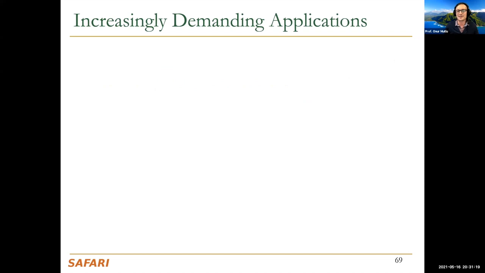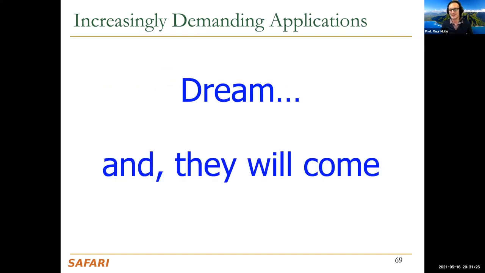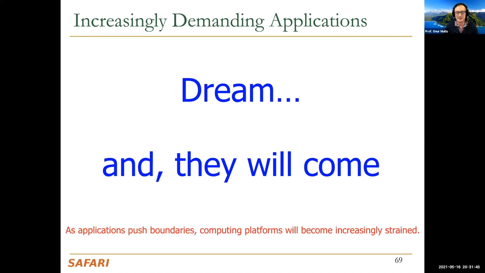But I think one thing we should not forget is applications will always be increasingly demanding. As people dream, applications will come. And we've always considered this. In the 1980s, some folks said, we're not going to have better applications that need higher performance, so why should we design better processors? Clearly, we've come a long way, 40 years, and the computing power has become amazingly larger compared to the 1980s. So as applications push boundaries, computing platforms will become increasingly strained. And applications will always push boundaries because people are dreamers.